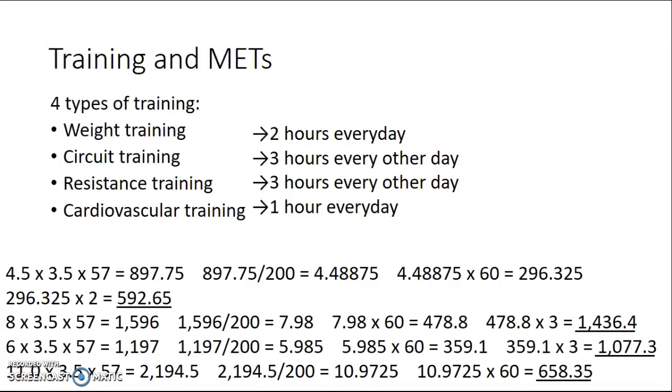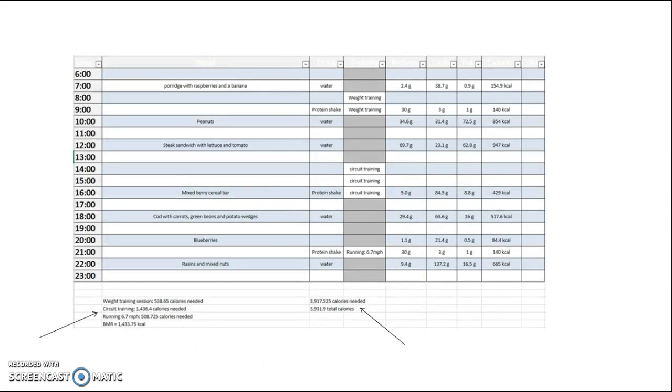Then I took it all here at the bottom and multiplied it by the number of hours they'd do in the day, got the total scores at the bottom, and added that together with the BMR to get the total amount of calories needed per day. As you can see, this is day 3 of my food diary. I have the weight training, the circuit training, the running, and the BMR, all added together, and it came out at 3,917.525 calories needed for this one day, and then I created the food based on that.